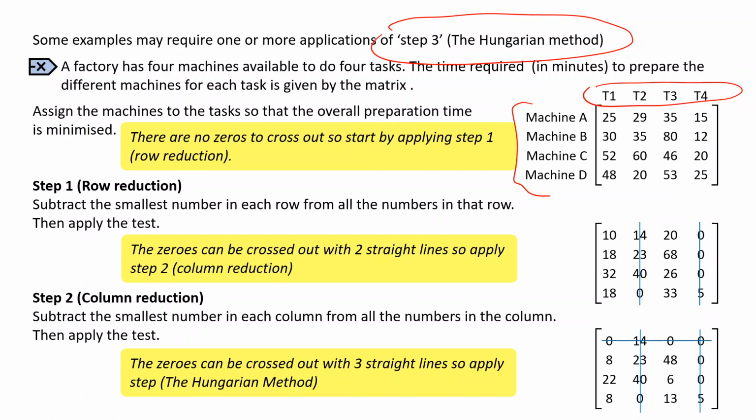The time required in minutes to prepare the different machines for each task is given by the matrix. So machine A does task 1 in 25 minutes, task 2 in 29, 35 and 15. Machine B does task 1 in 30, 35, 80, and so on.